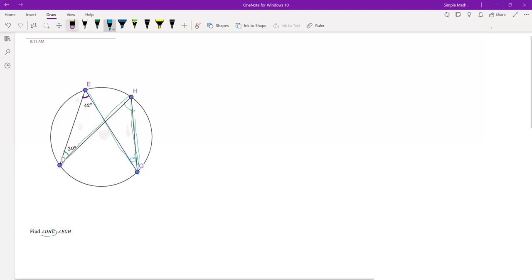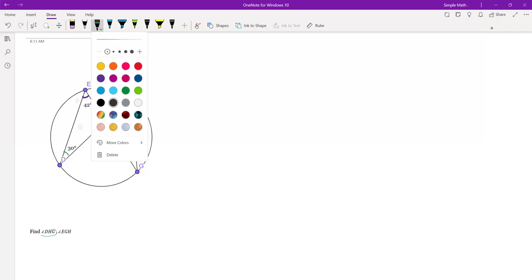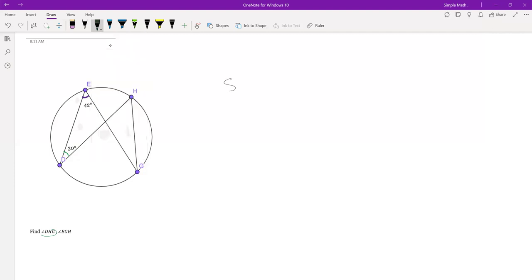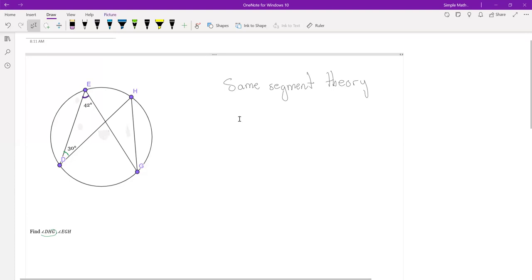We just need to apply something called, or what I will call, the same segment theory. Let me just write it out. Sometimes I also like to call it the same arc theory. And what does it say? I'm going to type it out so that it's easy to understand.